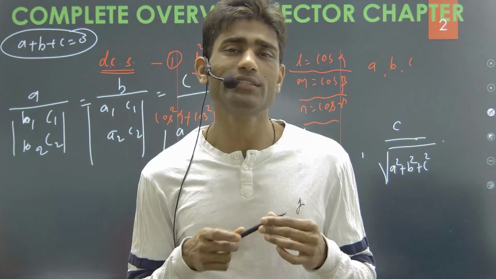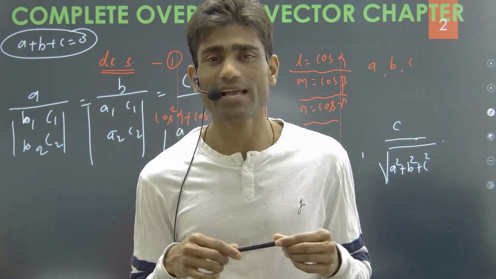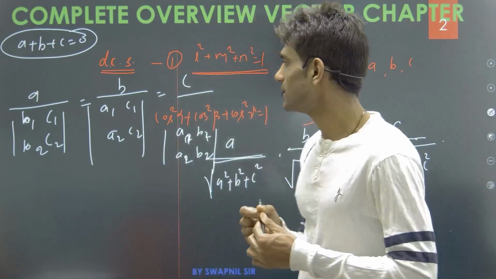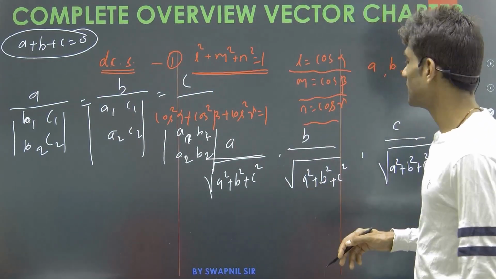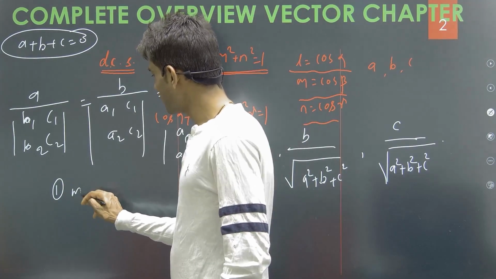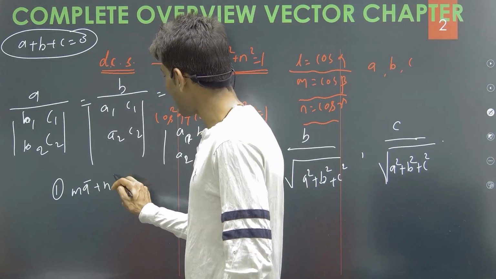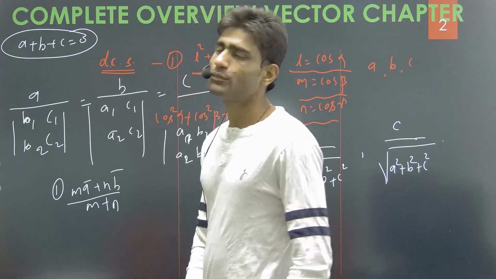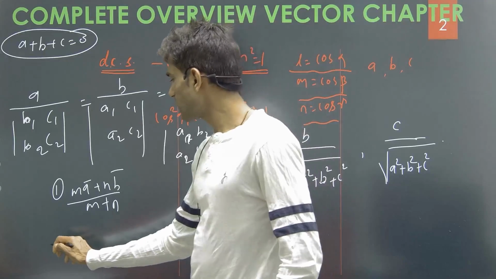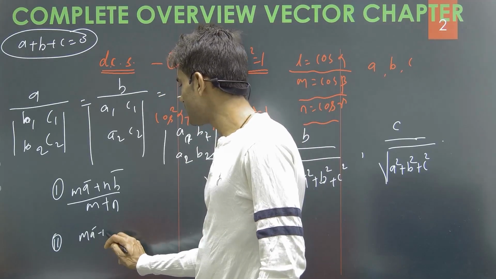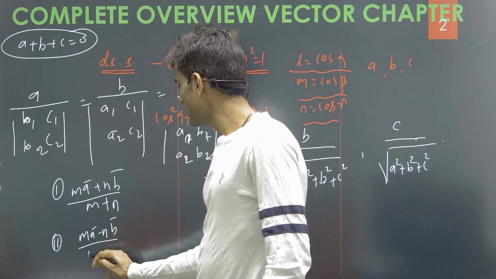Similarly, we can define the section formula for external division as (m·A bar minus n·B bar) upon (m minus n). Okay. So the section formula for internal division, we write (m·A bar plus n times B bar) upon (m plus n), which is the section formula for internal division. And similarly for external division, (m·A bar minus n·B bar) upon (m minus n).